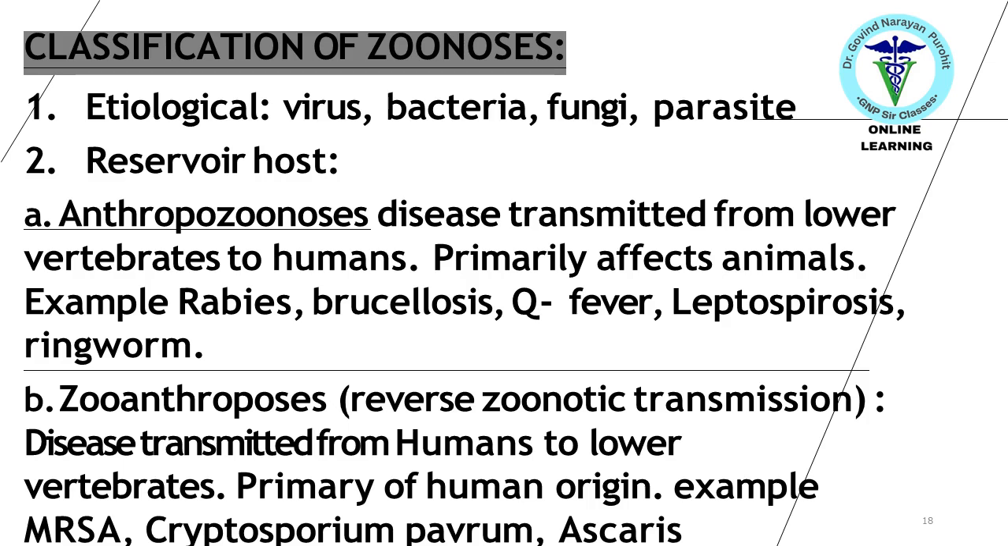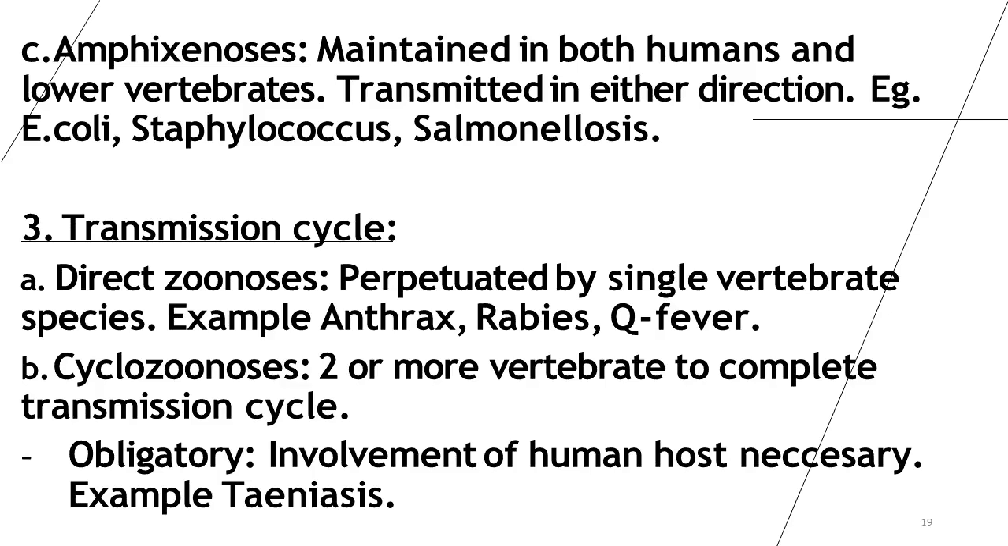It primarily affects animals. Examples: rabies, brucellosis, Q fever, leptospirosis, ringworm. B. Zooanthroponosis, reverse zoonotic transmission: disease transmitted from humans to lower vertebrates, primarily of human origin. Examples: MRSA, Cryptosporidium parvum, Ascaris lumbricoides. C. Amphixenosis: maintained in both humans and lower vertebrates and transmitted in either direction, e.g., E. coli, Staphylococcus, Salmonellosis.